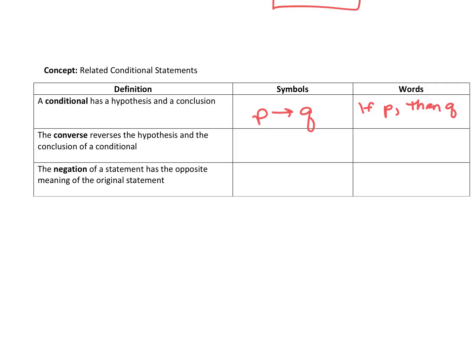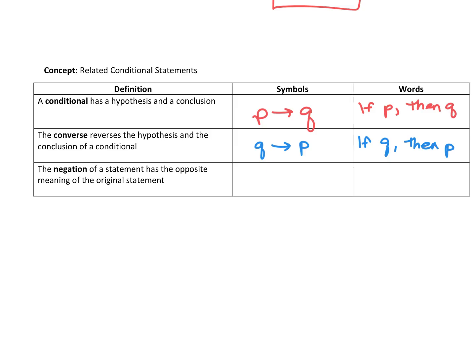The converse of the conditional statement starts out, it flips them. If Q, then P. So there are the words. If Q, then P. So you have your conditional statement. The converse flips the hypothesis and conclusion.